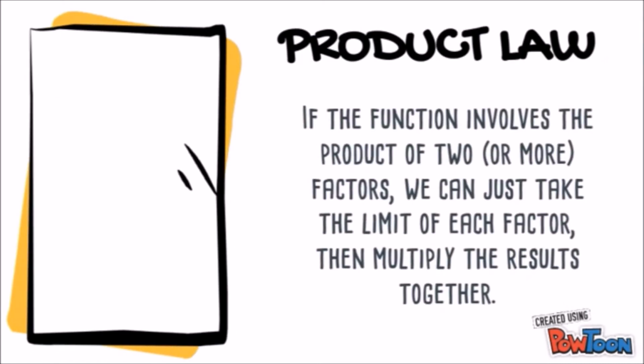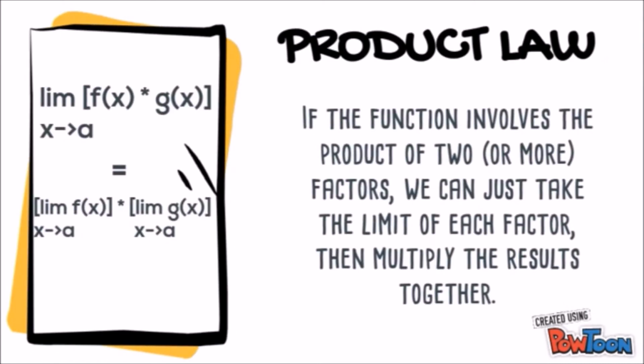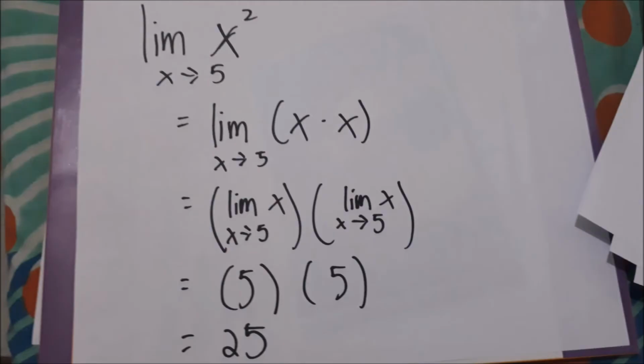Now for the product law. If the function involves two or more factors, you can take the limit of each factor and multiply the results together. It can be shown as the limit of f of x times g of x as x approaches a is equal to the limit of f of x as x approaches a times the limit of g of x as x approaches a. For example, the limit of x squared as x approaches 5 is equal to the limit of x times x as x approaches 5, which is equal to the limit of x as x approaches 5 times the limit of x as x approaches 5, which is equivalent to 5 times 5, or 25.